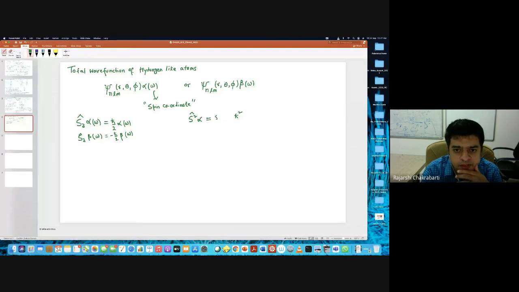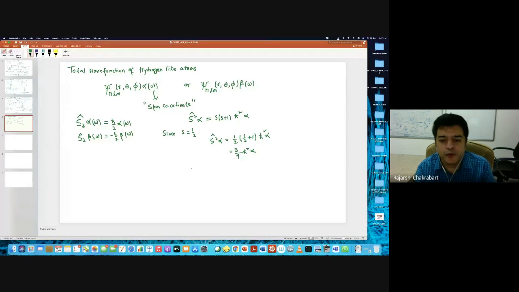It's going to be S into S plus 1 h cross square into alpha. And you know that since S is half for an electron, this is going to be half into half plus 1, which is 3 by 2, so 3 by 4. Basically it tells you the value of total angular momentum.